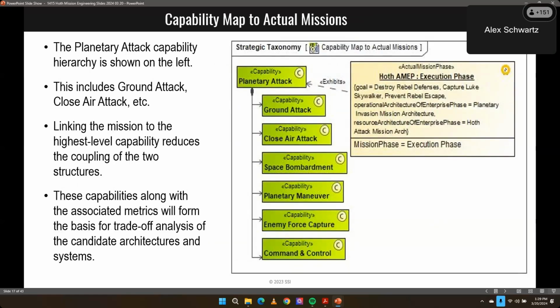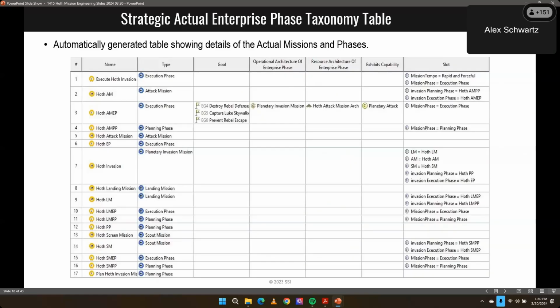All right. You have your capabilities, so the planetary attack is made up of these different capabilities, and you're saying that this, the Hoth AMET, which is the attack, forgot what AMET stood for, but anyways, it's the execution phase, and it's the attack part of it. So we're just simply linking that to the highest level capability of planetary attack, as opposed to linking it to all the different elements. So it's an aggregation of these. And we're going to specify a set of metrics for this, and we'll see more on those in a minute.